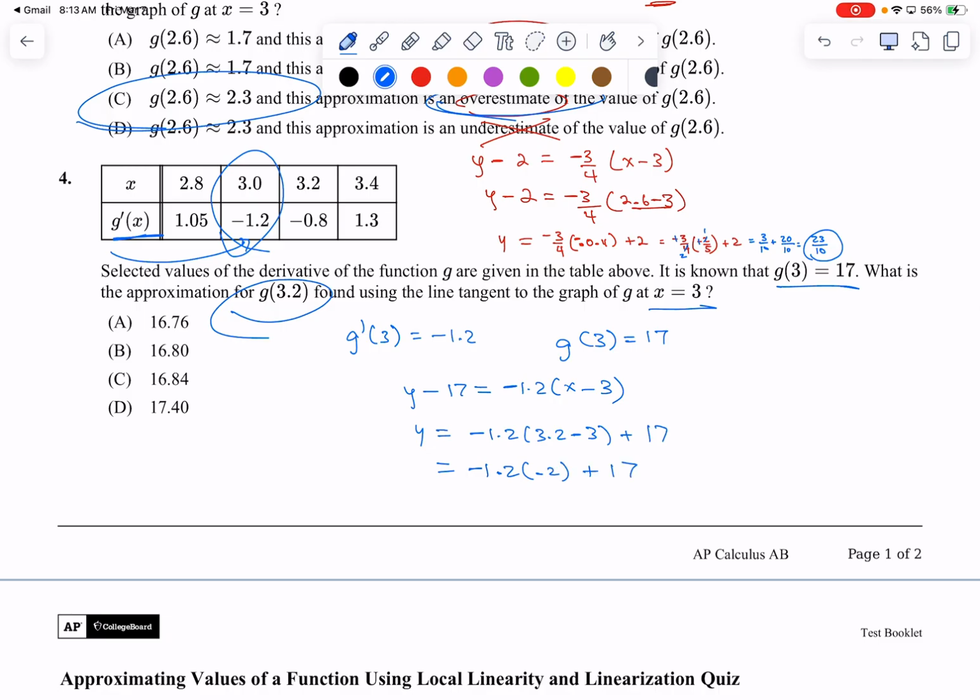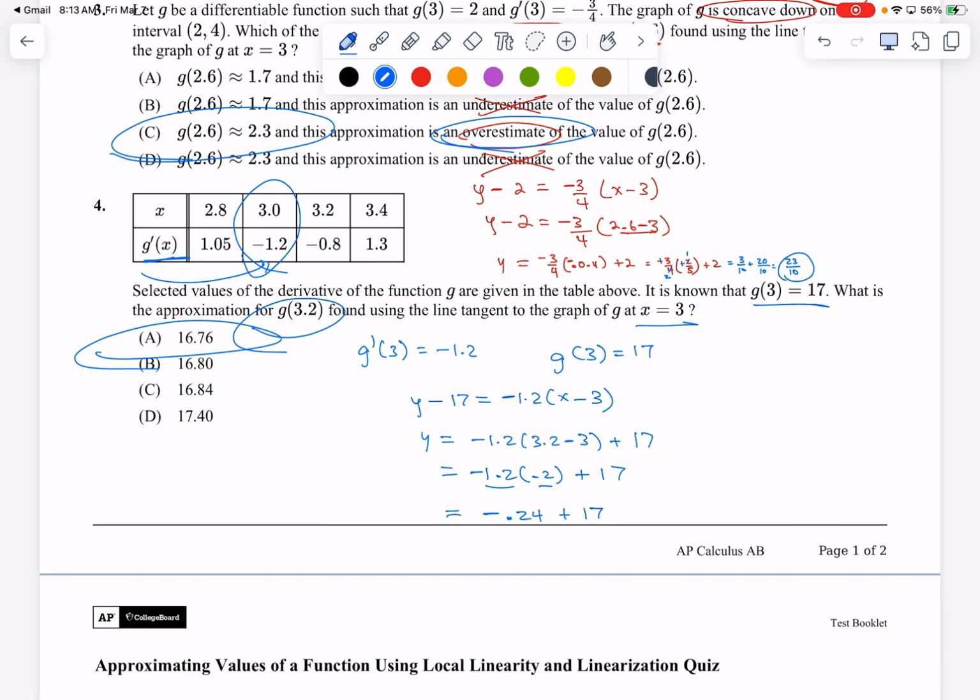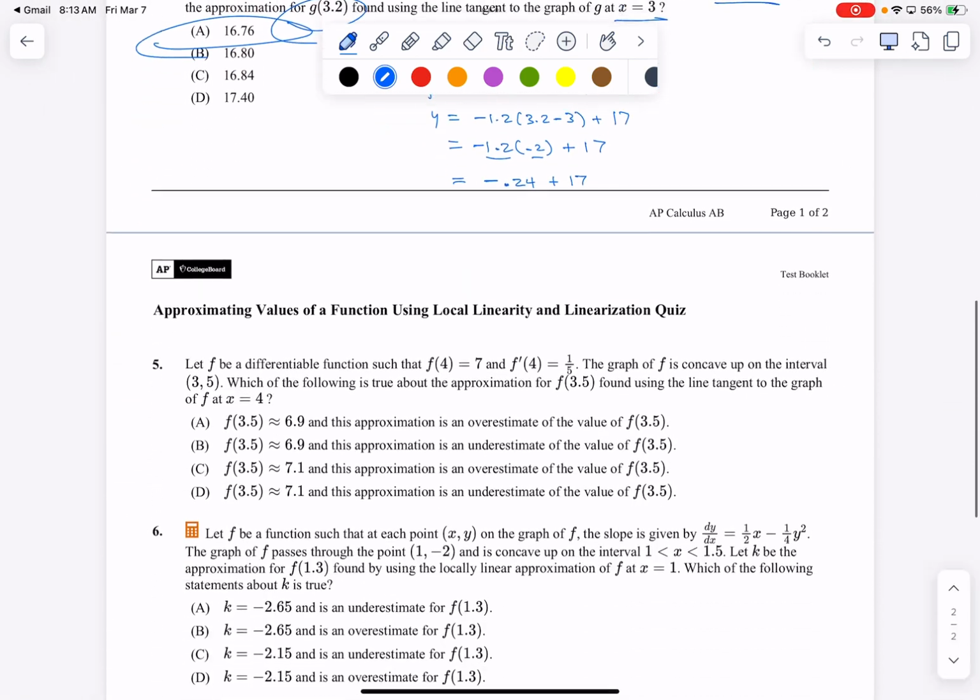Is that correct? All right, what's 12 times 2? 24, so it's going to be negative 0.24 because there's 2 decimals, correct? And then negative 0.24 plus 17 would be 16.76. The answer is A. Is this easy? Is this helping?